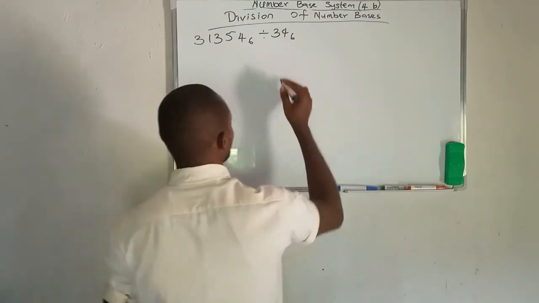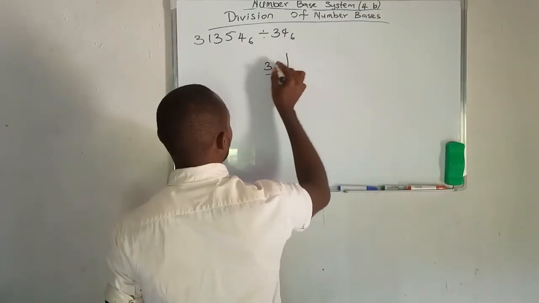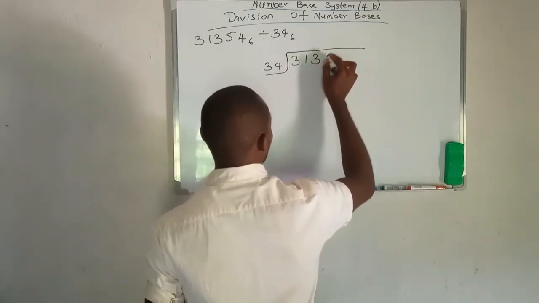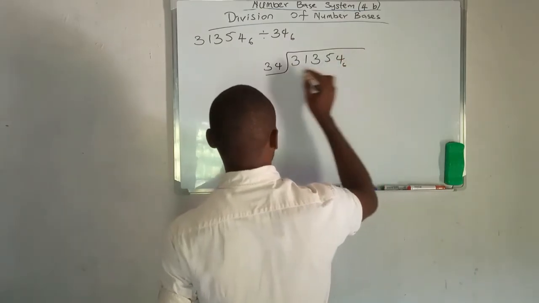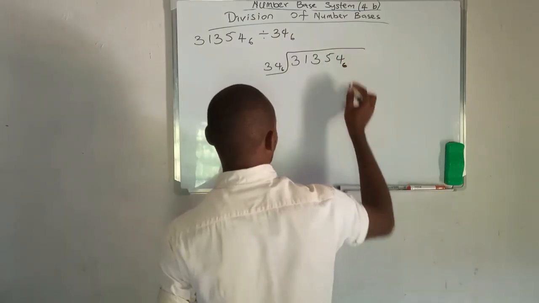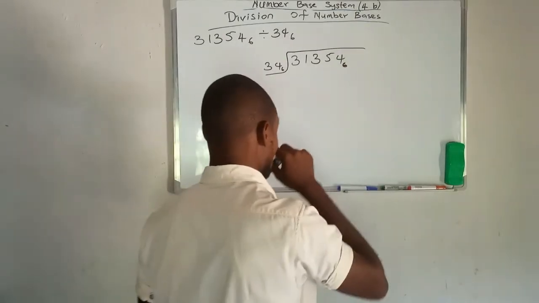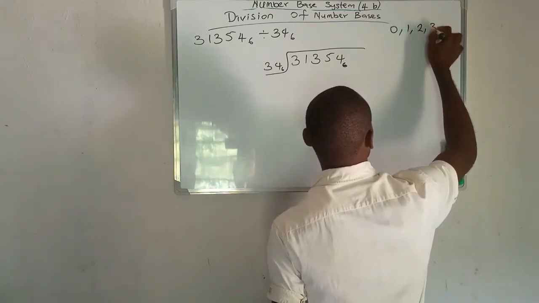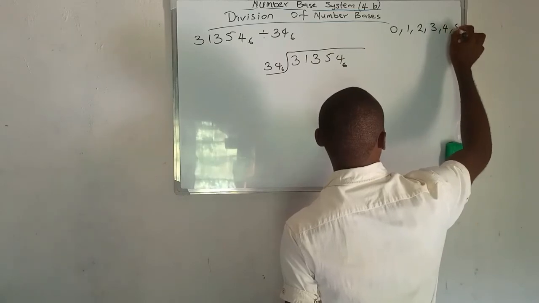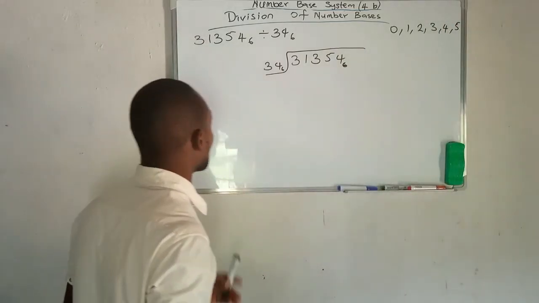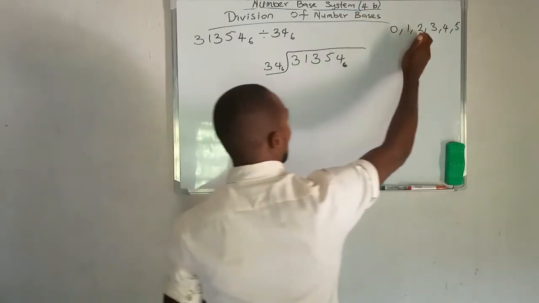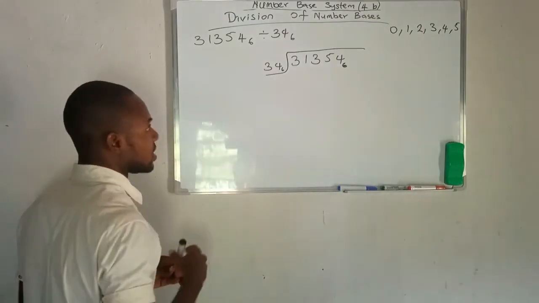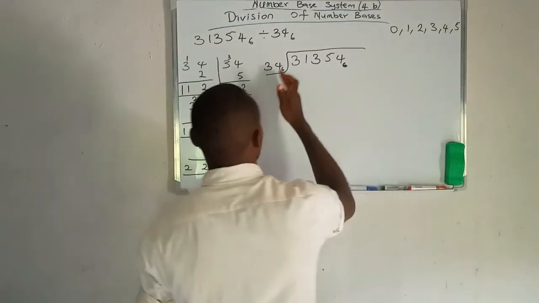Now we have 3, 1, 3, 5, 4, which is in base 6. We are dividing this in base 6. So the first thing we do, write out our numbers in base 6. We have 0, 1, 2, 3, 4, and 5. So these are the numbers that we have in base 6. So we are going to multiply 34 with all these numbers so that whenever we pick a number, it will be easier for us to know what to multiply with.